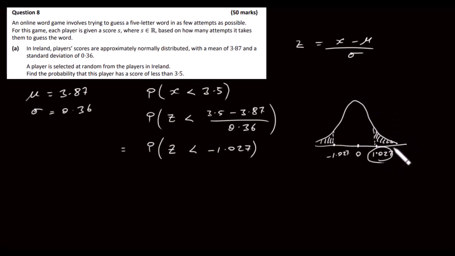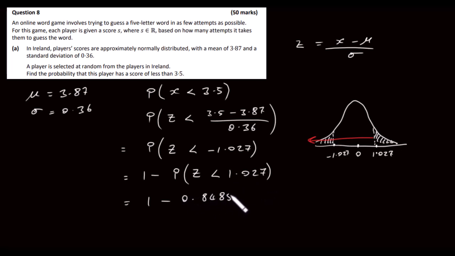Now again, if we look up 1.027, it'll give us the probability of being in this part of the graph down here. So we've got to do 1 minus that value to find this area up here. So this is going to be equal to 1 minus the probability that z is less than plus 1.027. You can't actually look up 3 digits in the tables we have, so I'm going to round this to 1.03. When you look up 1.03 in the tables, you get 0.8485. And then when you subtract these two, you get 0.1515. And that's it for part A.